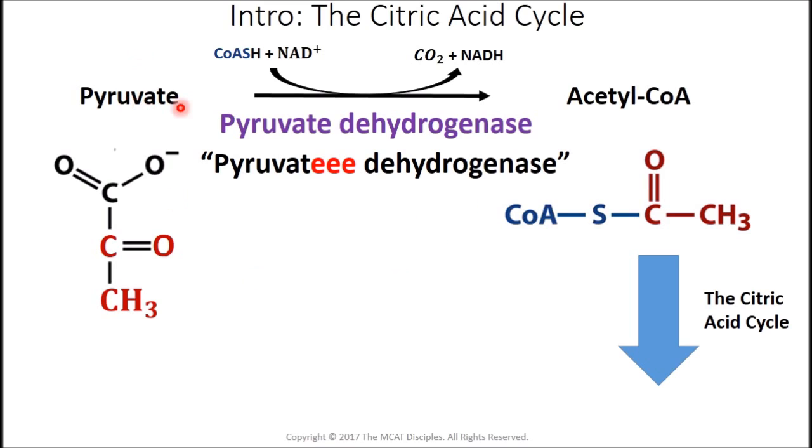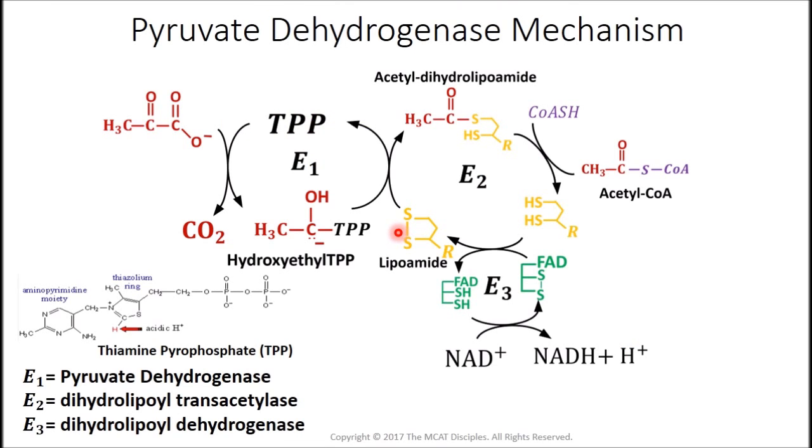Anyway, you take pyruvate, you take CoASH, which is just a CoA group with a free sulfhydryl group, take NAD+, and you form NADH and you release CO2. The mechanism, which we're going to go through shortly, finally makes acetyl CoA. So we're going to go through what this EEE means. EEE stands for E1, E2, E3. E1 is pyruvate dehydrogenase, E2 is dihydrolipoyl transacetylase, and E3 is dihydrolipoyl dehydrogenase.